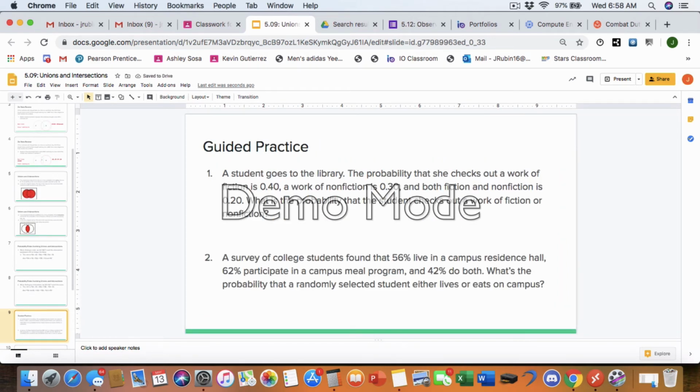You've got two problems that I want you to try for guided practice. When you're done, come back and check your answers.